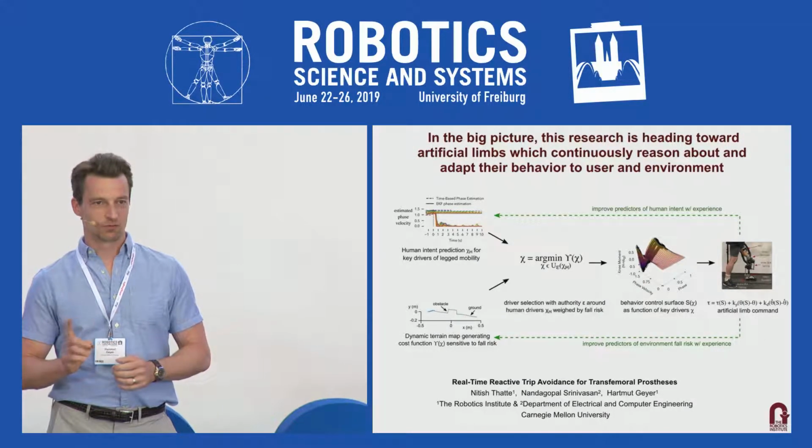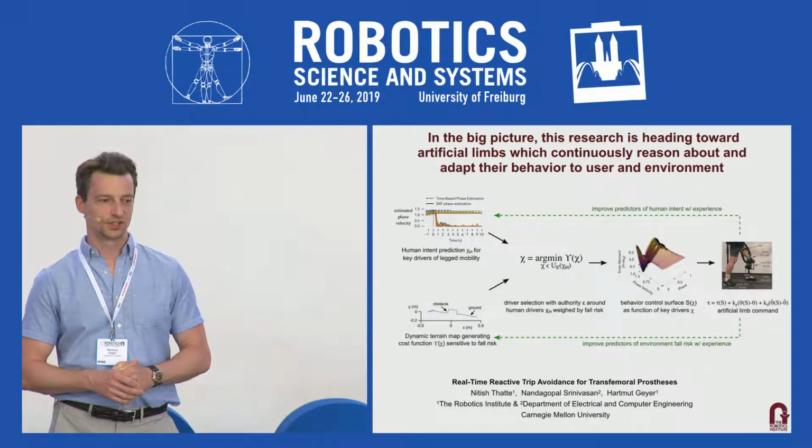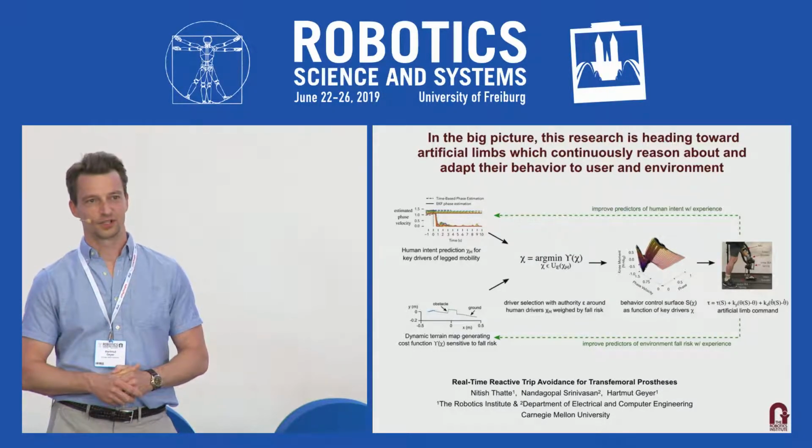While this was just one example, in the big picture, this research is heading toward artificial limbs which continuously reason about and adapt their behavior to the user and the environment, similar to what today you see in UAVs and autonomous cars. Thank you for your attention.